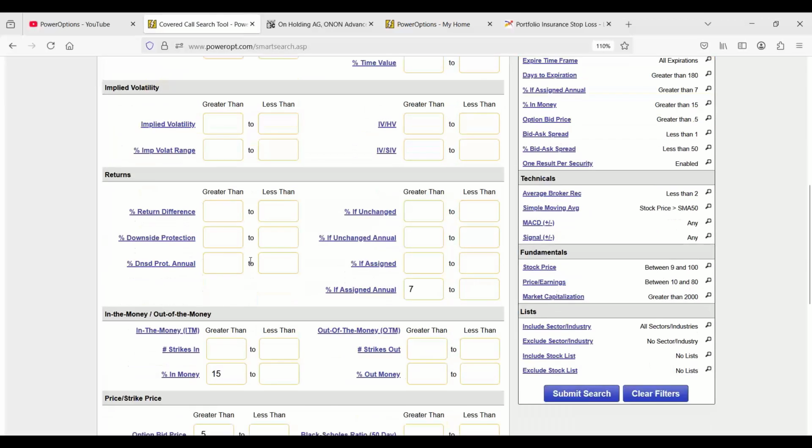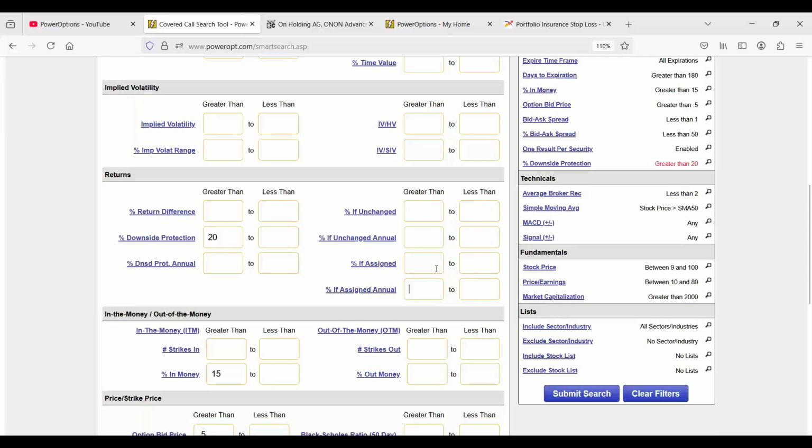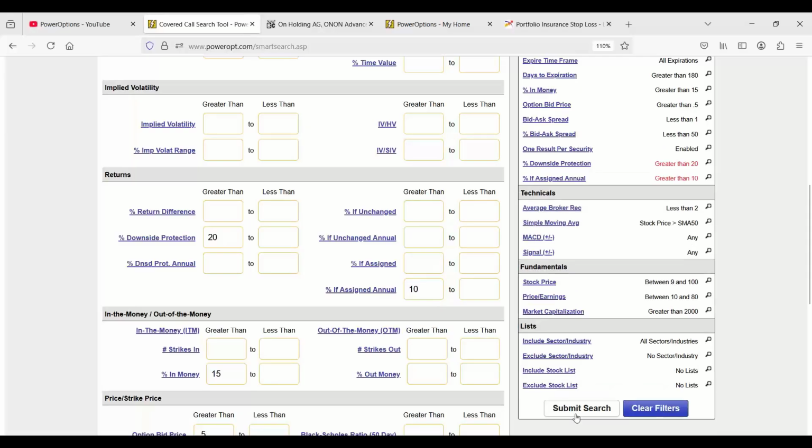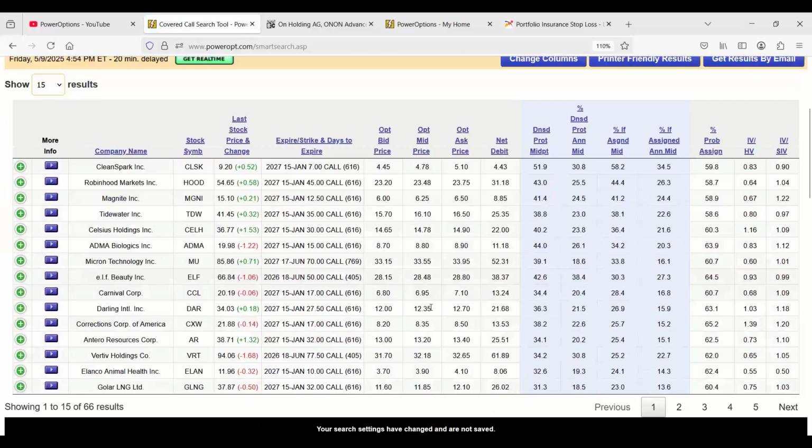So what am I going to do here? I am going to increase my downside protection to 20%. Increase my percent if assigned annual to probably 10% as well, with volatility being so high. I should only do one change at a time, but let's go ahead and run that. There we go. Simulated CDs.